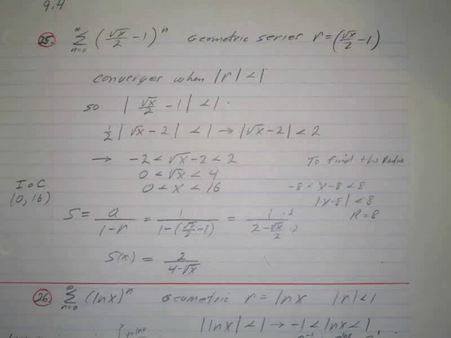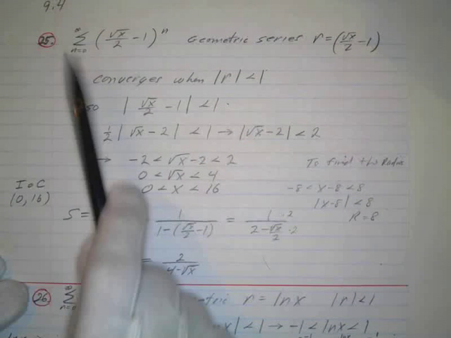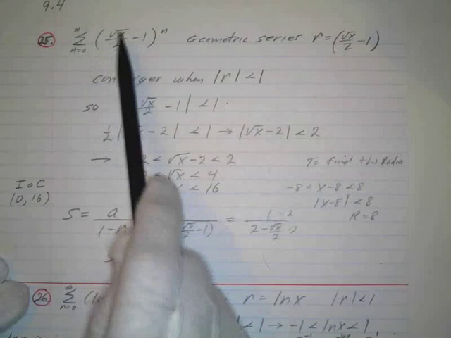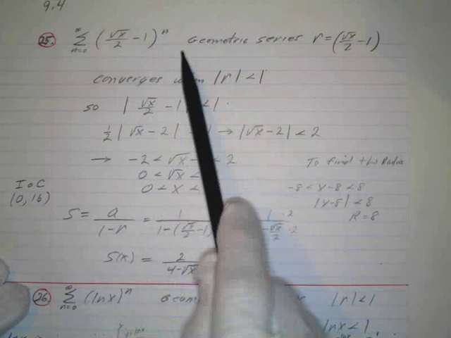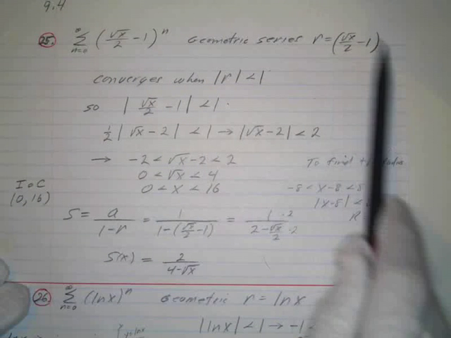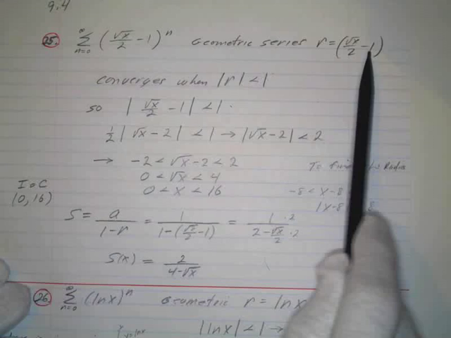Okay, here's some more problems from section 9.4, finding the interval of convergence as well as the sum of these series, which are all geometric series in this section. And we have the summation from n equals 0 to infinity of (the square root of x over 2 minus 1) to the n. And again, this is a geometric series. It's easy to see that this is the ratio, the square root of x over 2 minus 1.